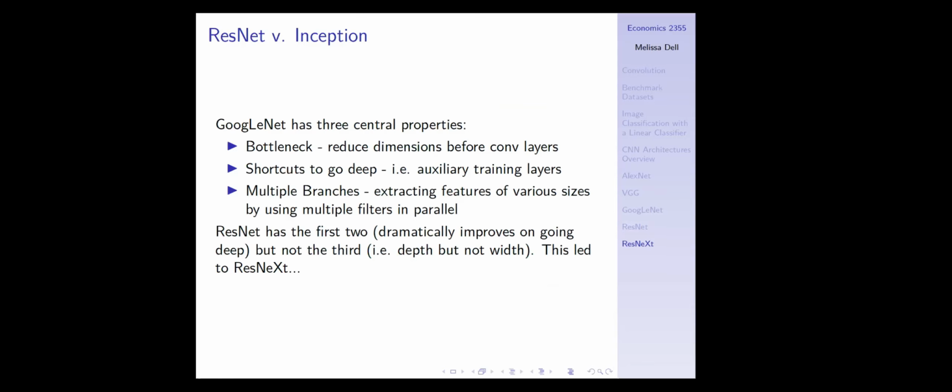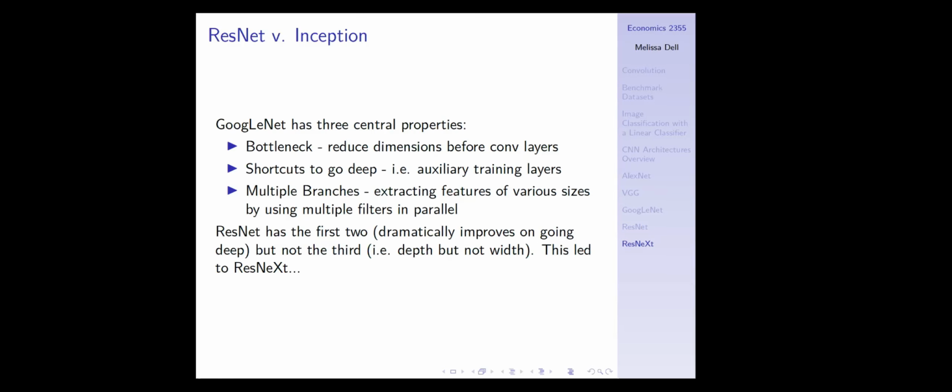If you compare ResNet to Inception or GoogleNet, there are 3 central properties that GoogleNet had. There's the bottleneck, where we reduce the dimensions before the conv layers so that the memory requirements don't blow up. There are shortcuts to go deep, the auxiliary training layers, which ResNet solves by using the residual. And then there were multiple branches, where you were extracting features of various sizes by using multiple filters in parallel.